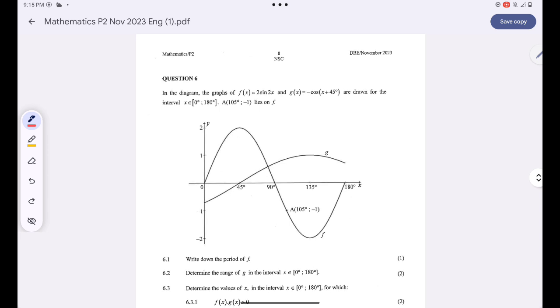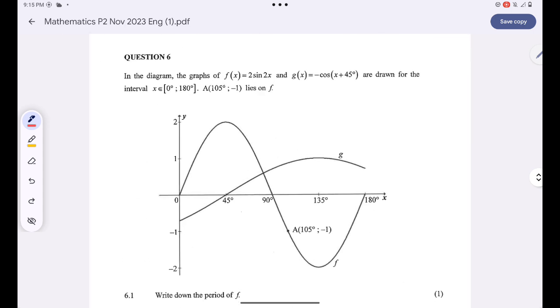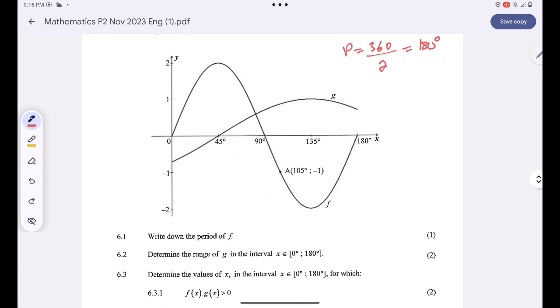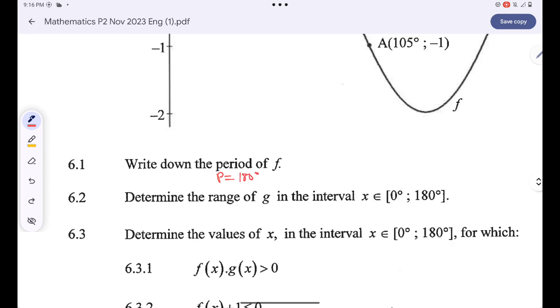Okay, 6.1, we must write down the period of f. Remember that, guys, period is always 360 all over the coefficient of x. So my period is just 180 degrees. So period is 180 degrees.